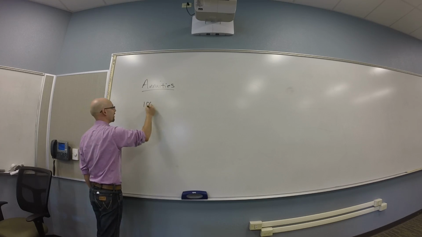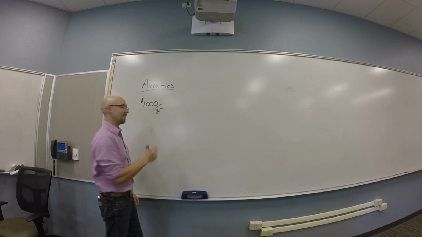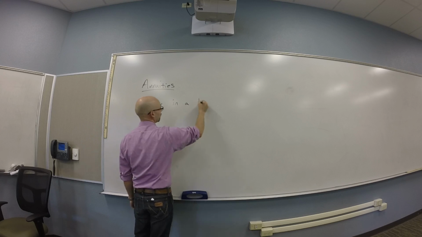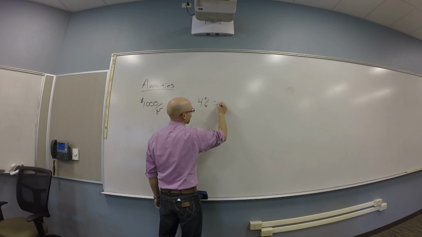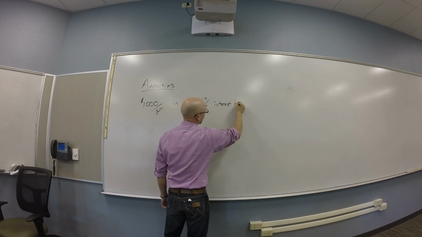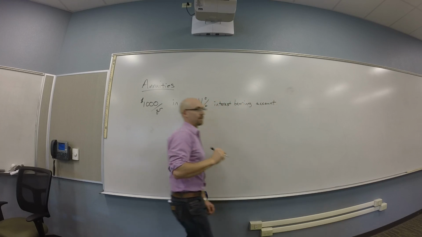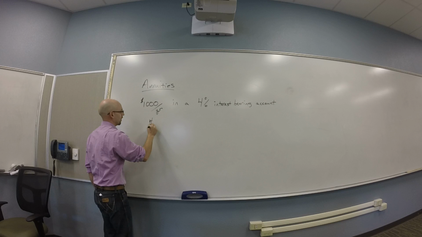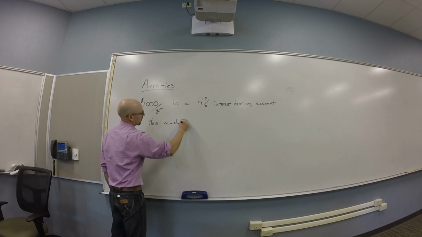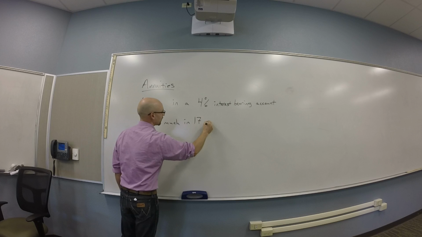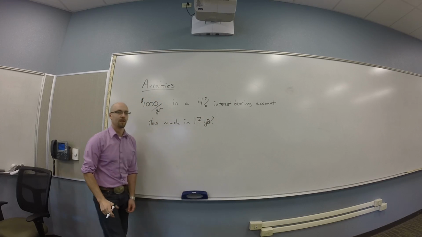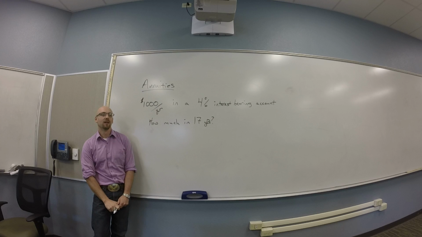So let's suppose that your parents were super good to you, and they put $1,000 a year into a 4% interest-bearing account. How much do you have in 17 years? Let's assume this compounds once a year and that it's actually compounding on the interest that it pays. So this is not simple interest.